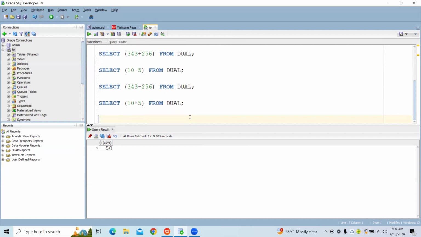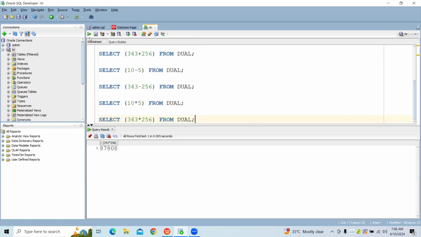For the next query, I have written my query starting with a select keyword. After the select keyword, I wanted to perform multiplication between 343 and 256, so I'm mentioning simply 343 * 256. After this, I have mentioned the from clause, given the table name as dual, and then terminated the query with a semicolon. So now let me run the query.